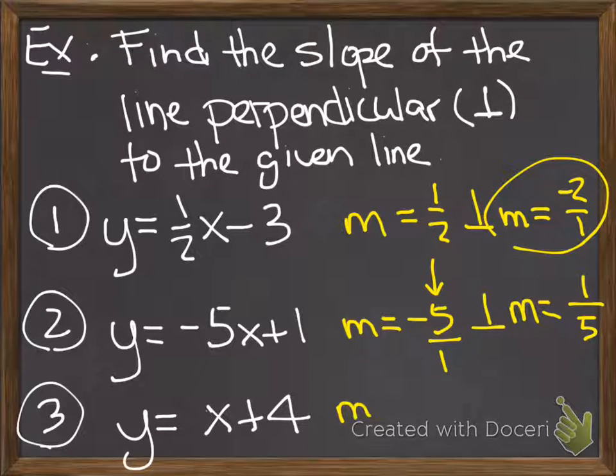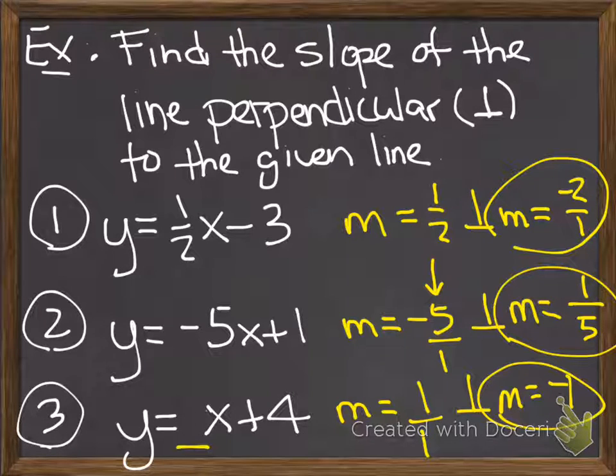Number 3. What's the slope of the line given? If there's nothing here, it's understood to be a 1. So our slope is 1. How do we make 1 a fraction, everybody? So if we flip 1 over 1, we get 1 over 1, and what's the opposite of a positive? Negative. Questions about how we do perpendicular slopes?